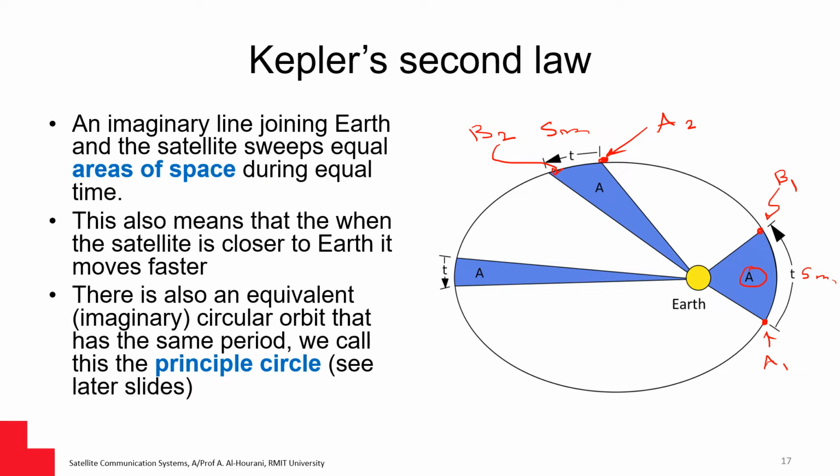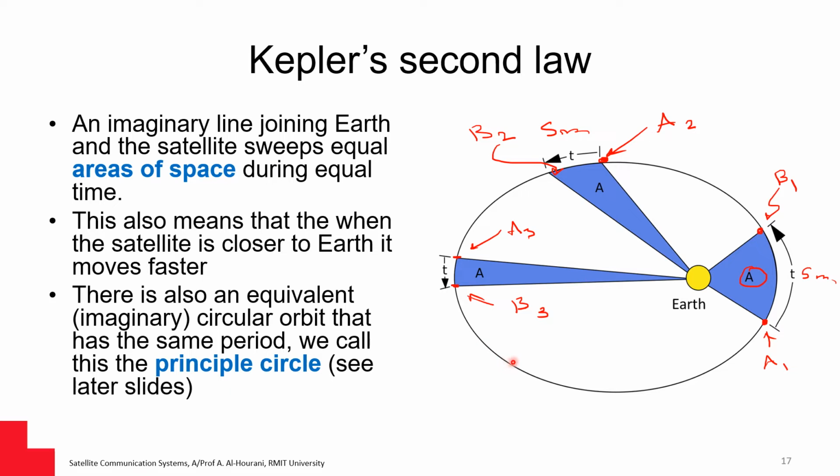A third example: if a satellite at a third time interval is at position A3 and after 5 minutes is at a position B3, you will find that the area swept in these 5 minutes is equal to the second and the first areas. So this can also be deduced using Newton's gravitational laws. This is called Kepler's second law. Another concept I would like to introduce that we will use later is called the equivalent principal circle.